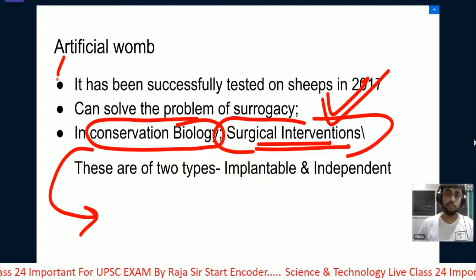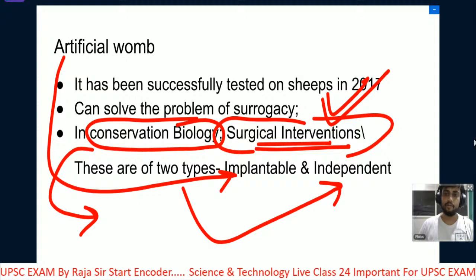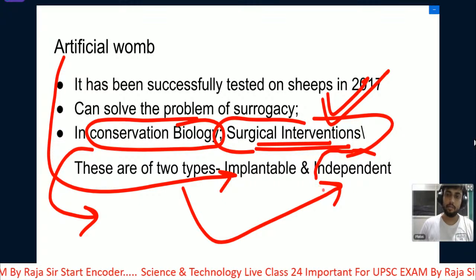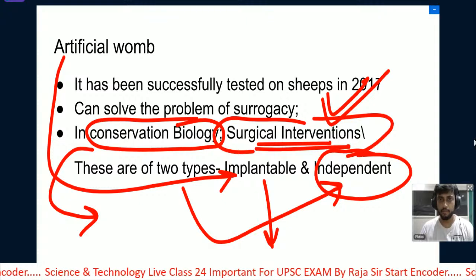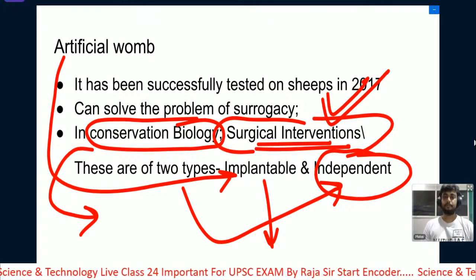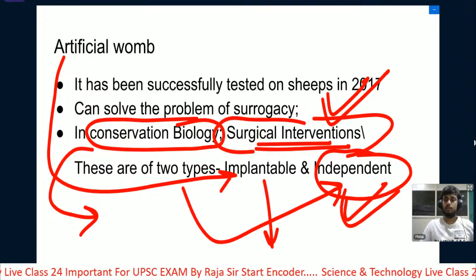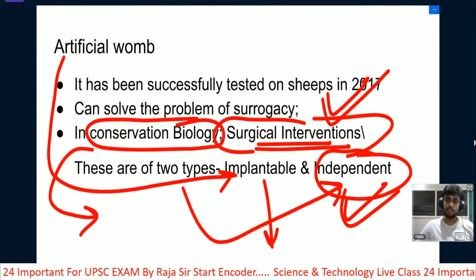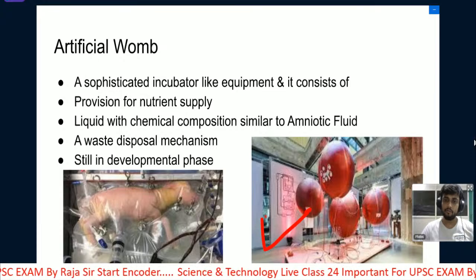Now the artificial wombs are of two types. One is implantable and one is independent. Implantable means which can be put inside the human body, and independent means which will be put inside a laboratory outside the human body. So this is the independent artificial womb.